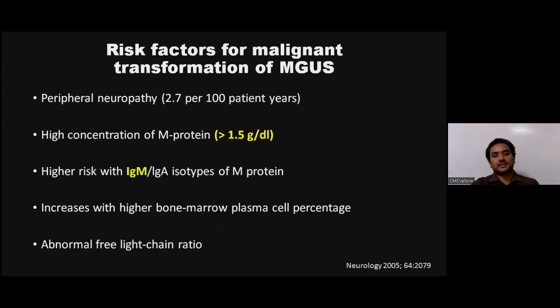So what are the risk factors for the malignant transformation of MGUS? If we see any MGUS, usually the risk factors will be any associated neuropathy or a high concentration of M protein, and IgM is usually associated with increased transformation risk. So they need monitoring. The risk also increases with a high bone marrow plasma cell percentage or abnormal ratios.